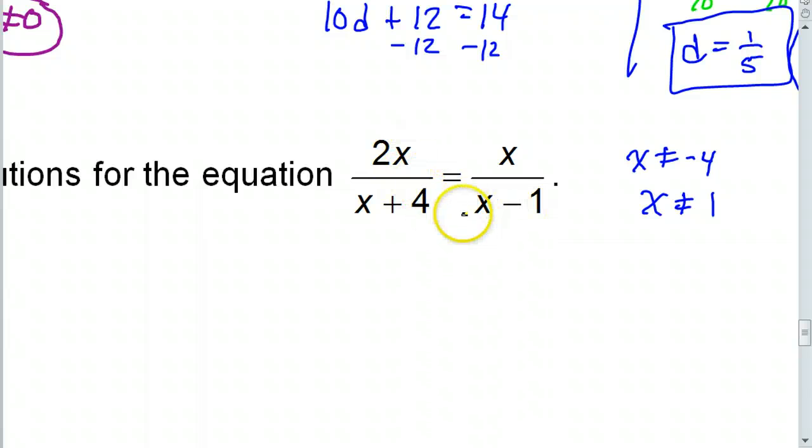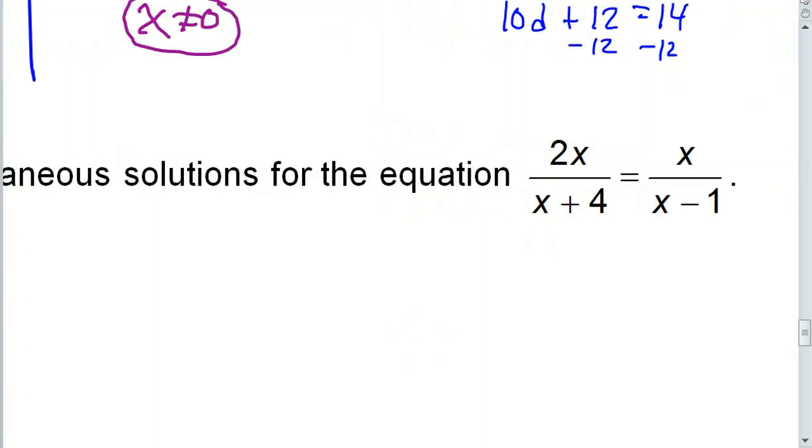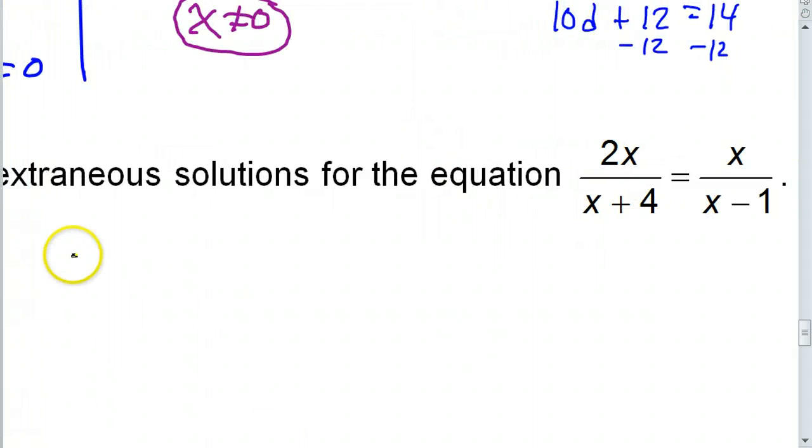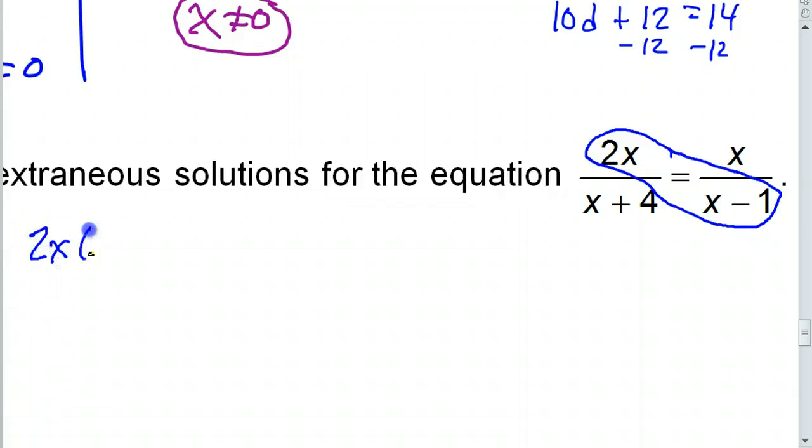I would just cross multiply on a problem like this. If you have a fraction equal to a fraction, simply cross multiply. What could be easier? So cross multiplying is when we multiply along the diagonal and set it equal to each other. So I'll have 2x times x minus 1 on one side, and I'll have x times x plus 4 on the other side.